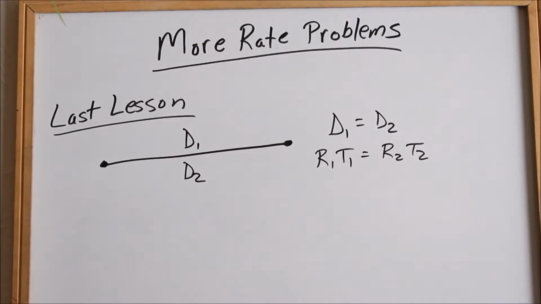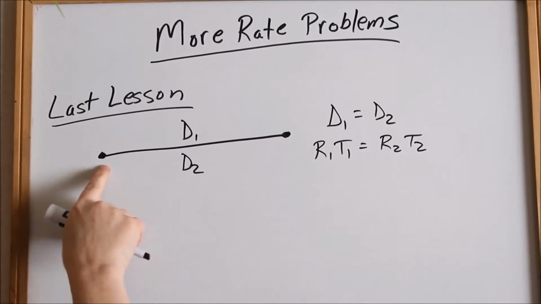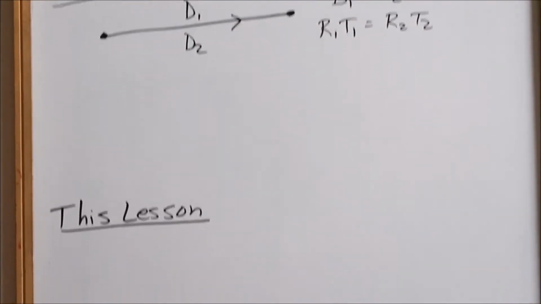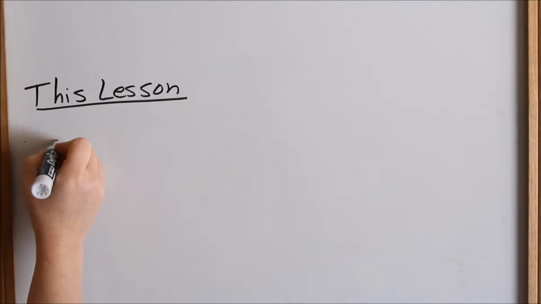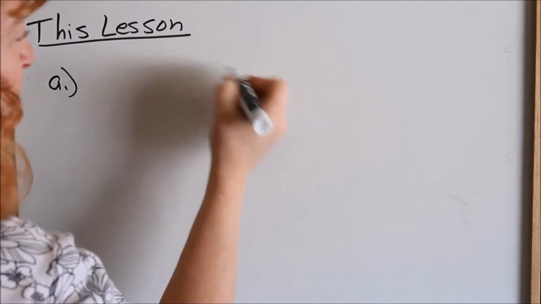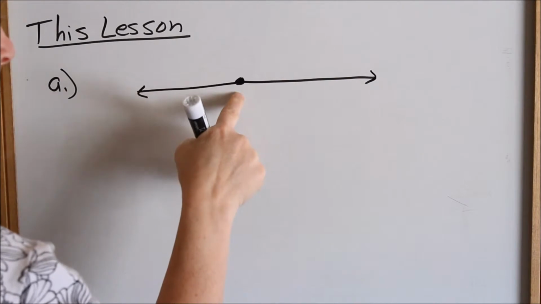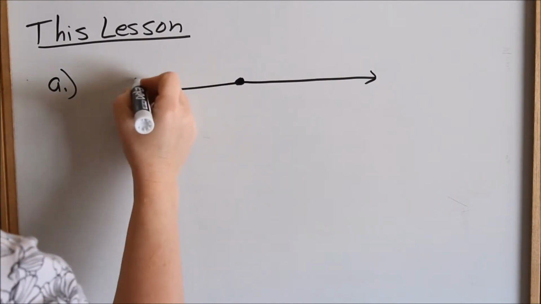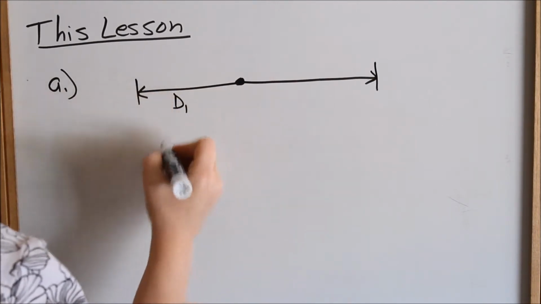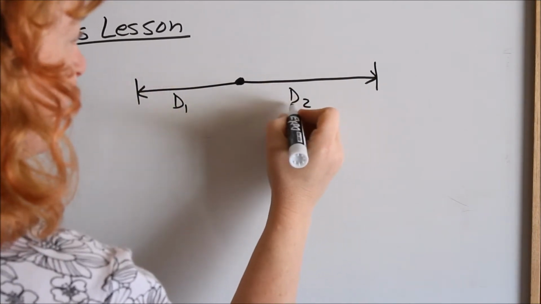Okay, in this lesson, so again, that was two people or two objects going the same direction and going the same distance. In this lesson, we're going to have three different scenarios. In our first scenario, we're going to have two people or two objects and they go in the opposite direction. They start at one place and then they go in the opposite direction. Okay, and then they have an ending point. So one person goes in the opposite direction and has a distance. One person goes in the other direction and has a distance.